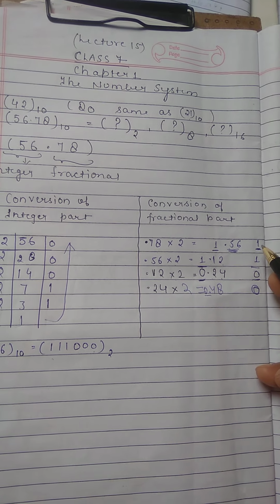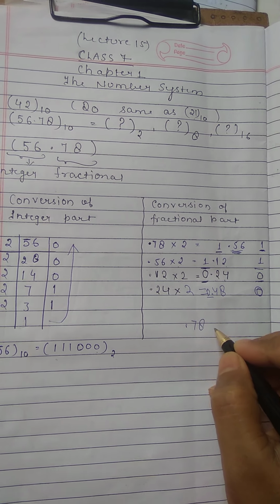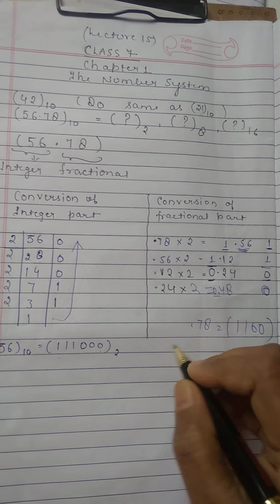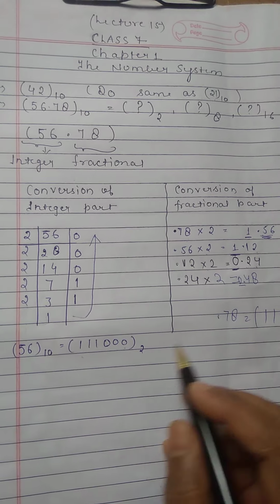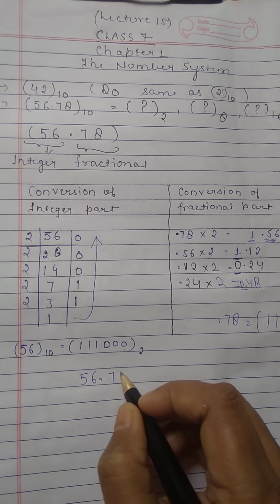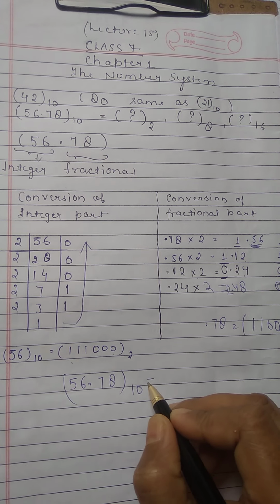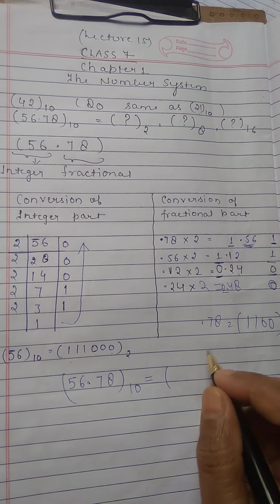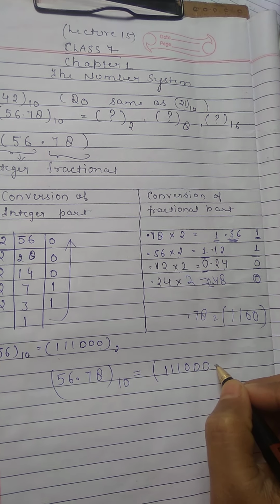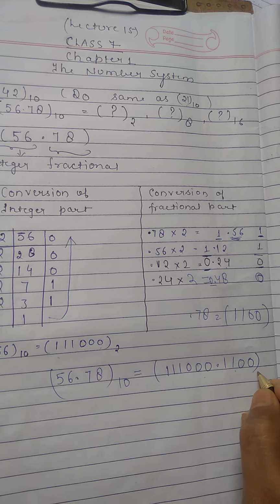So you will write from top to bottom: 0.78 equals 1100. So now if we combine both the parts, then it will be like this: 56.78 decimal number, 111000.1100 will be equivalent to this one in binary.